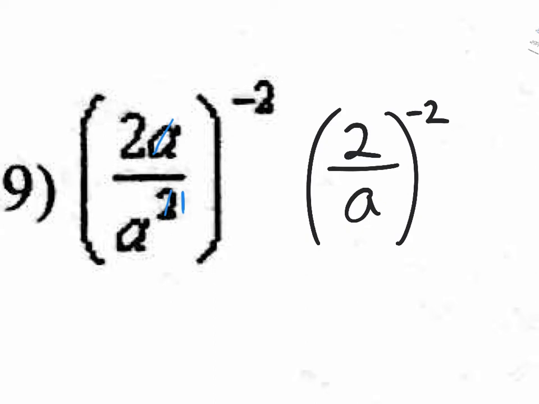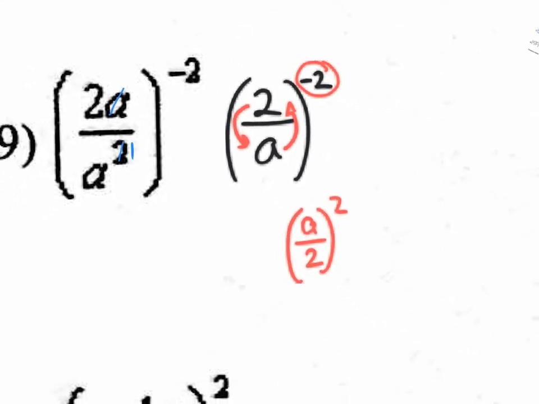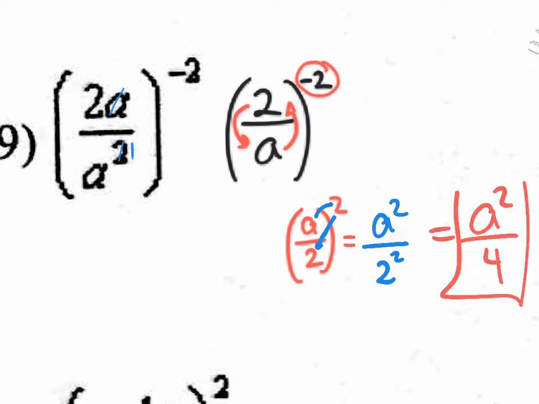And now let's do the trick that we said. Let's take this negative 2 and make it a positive 2 as long as we flip the inside fraction and make it an a over 2. Agreed? And now finally, my last step would be to actually do a over 2 to the second power. So I'm going to distribute this 2 on the outside and put it on the a. It's going to be a squared. And put it on the 2 squared. So my final answer will be a squared over 4. Ta-da!